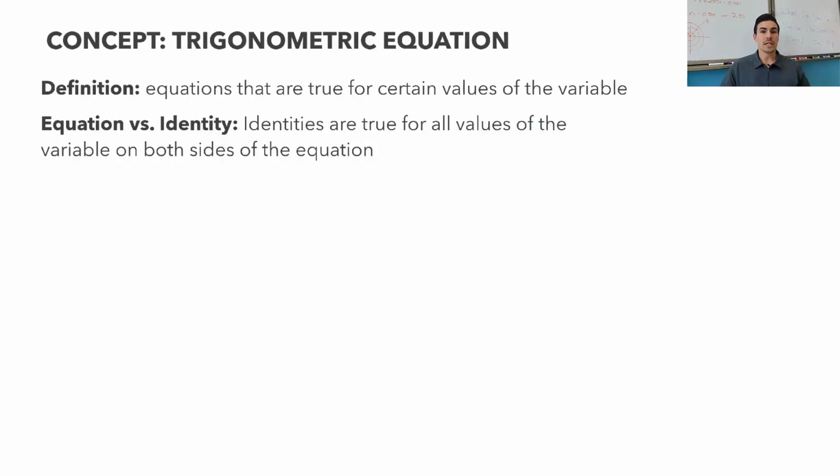What is a trigonometric equation? Well, previously we were looking at identities. Now the difference is that an identity is really a specific type of equation, one where it is true for every single value of x or theta or whatever my variable is. A trigonometric equation is a more general term where we have an equation that is only true for specific values of my variable.